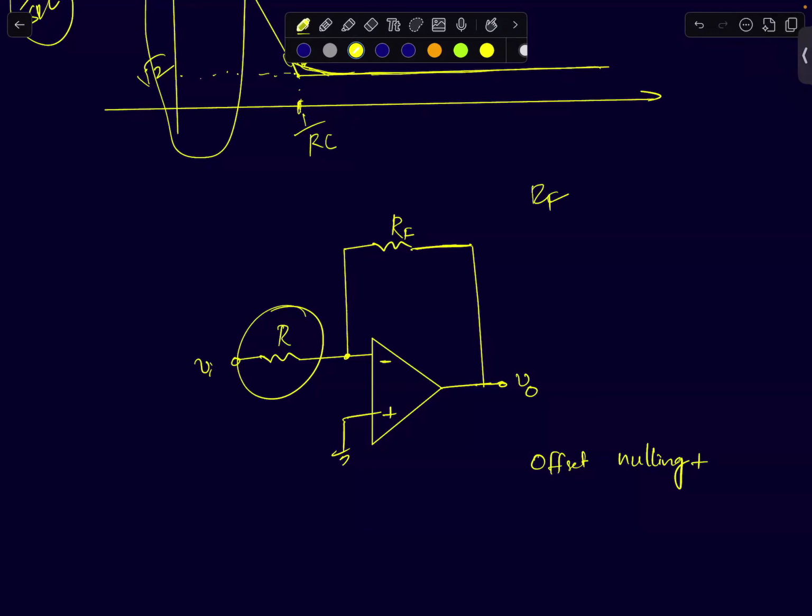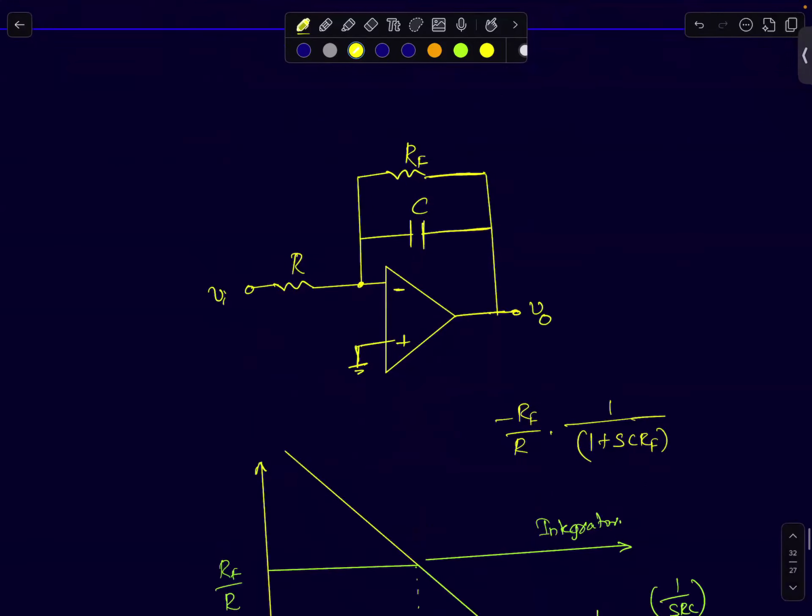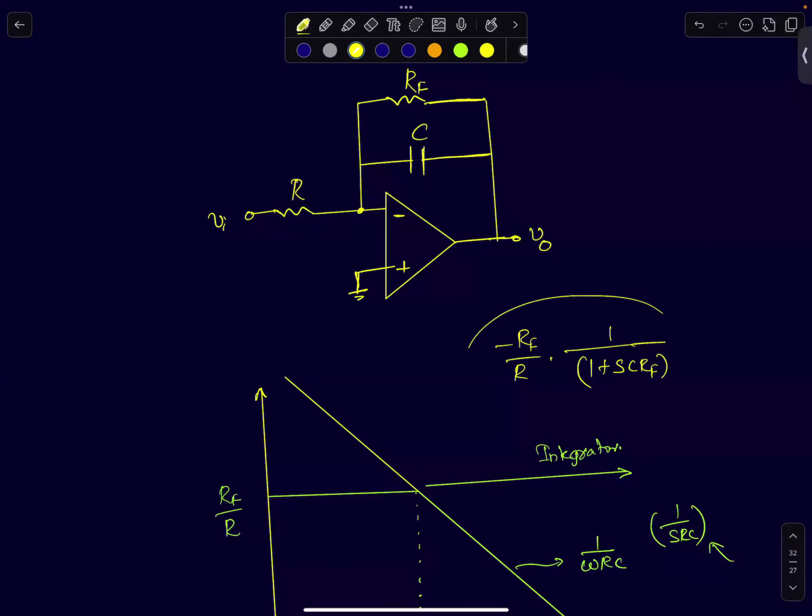So you can use offset nulling to take care of that problem. And as far as noise is concerned, RF is going to limit my DC gain. You can quickly derive the transfer function for this circuit. The transfer function is going to be minus RF by R, the DC gain. If you remove the capacitor, it's just minus RF by R.